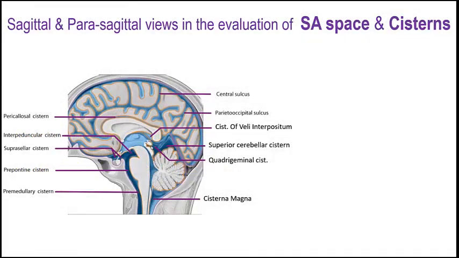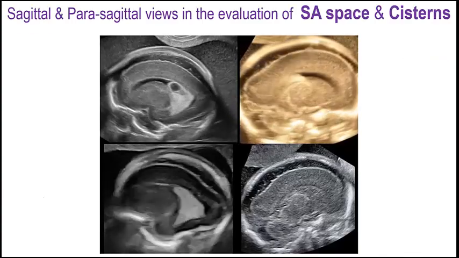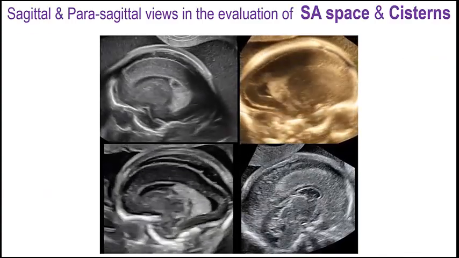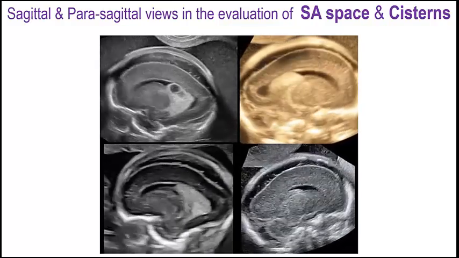The subarachnoid space and cisterns are communicated with the ventricular system, and the mid-sagittal and parasagittal planes can also be helpful in the evaluation of many of these cisterns. And to get a nice overview of the subarachnoid space, at the same time that we assess the surface of the brain and the brain parenchyma.